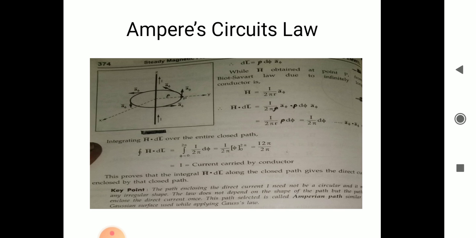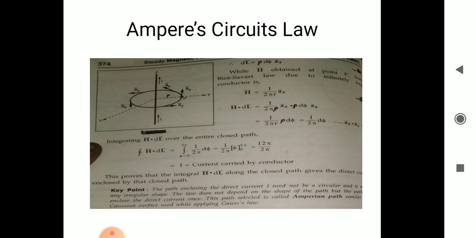Therefore, H bar dot dl bar is equal to I by 2 pi rho a phi bar dot rho d phi a phi bar. As we know, a phi bar dot a phi bar is equal to 1. Therefore, this becomes I by 2 pi rho d phi. This rho gets cancelled. Therefore, we get I by 2 pi d phi. This is H bar dot dl bar is equal to I by 2 pi d phi.